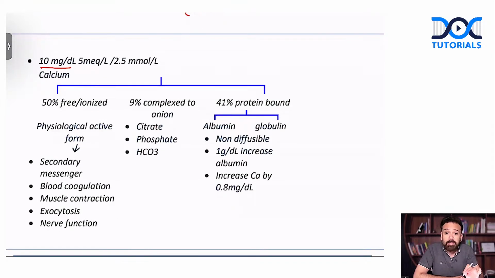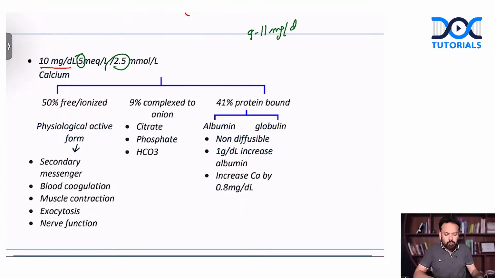If they're asking in milliequivalent per liter, then your answer will be 5. It is easy to remember: 10, 5. And if they're asking in millimole per liter, then the answer is 2.5 millimole per liter. But most commonly used is 9 to 11 milligram per deciliter.